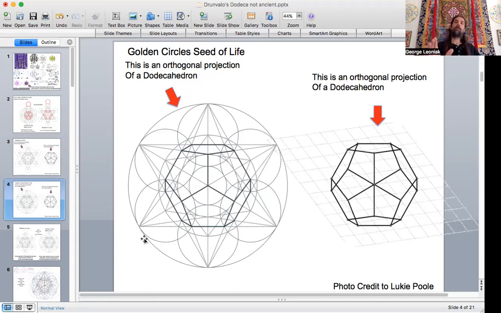So anyway, I've offered a lot of solutions, not to say that mine are going to be the only ones here, but at least I'm taking a stab at it and trying to see that there are patterns within the seed of life.